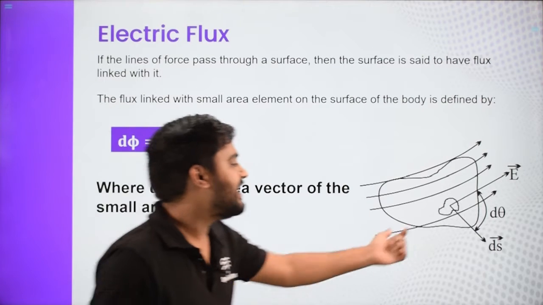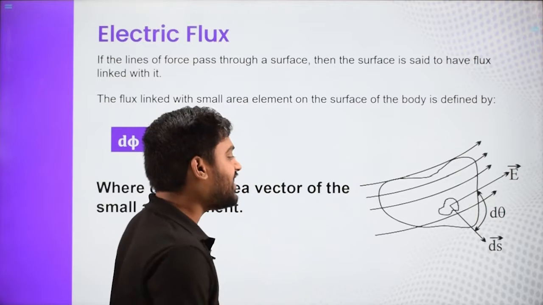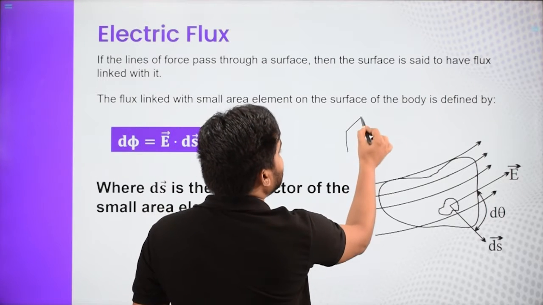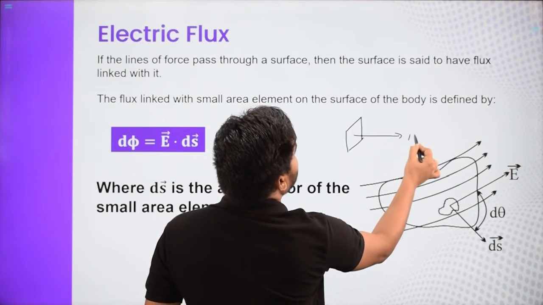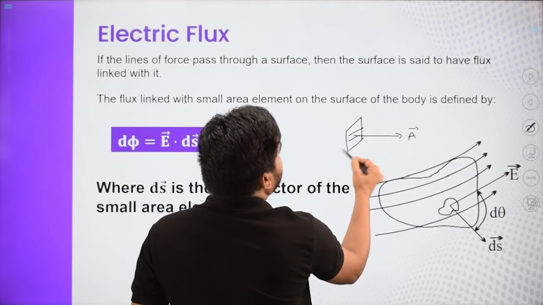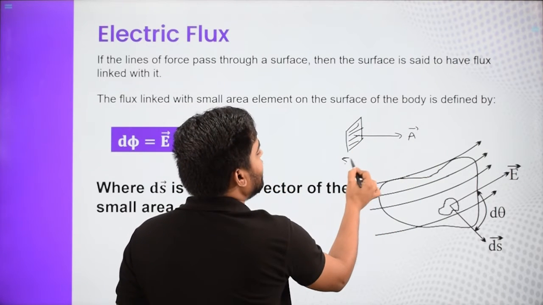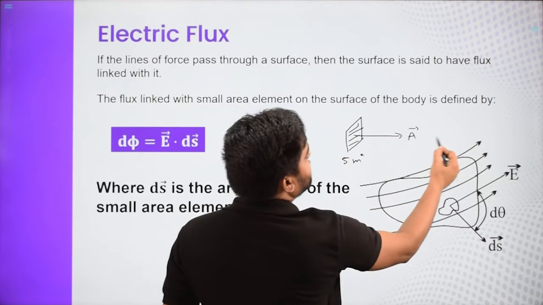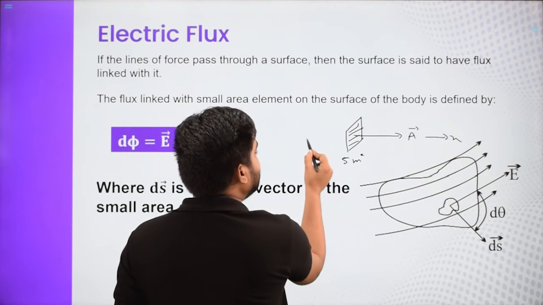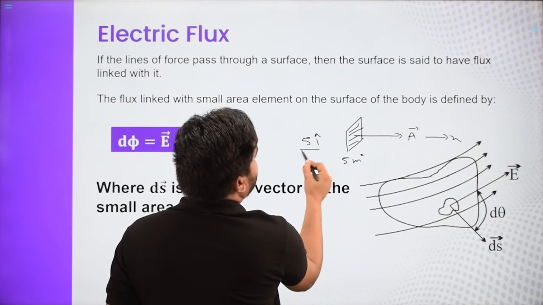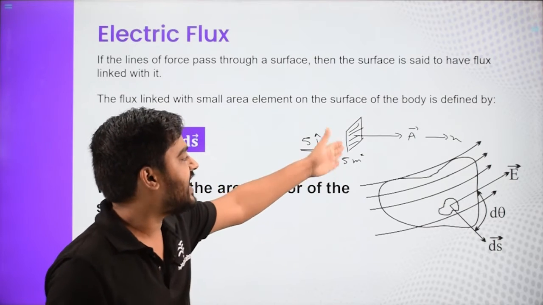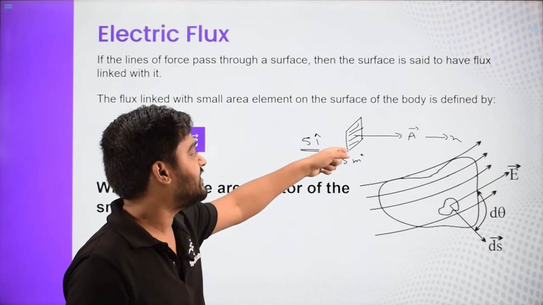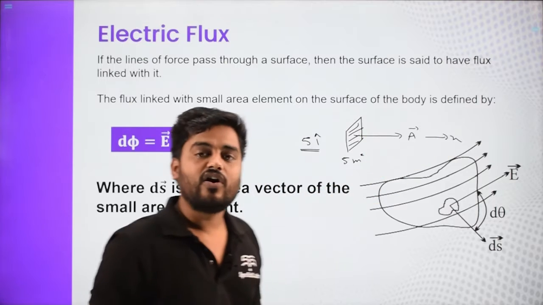So if this is the area, how is the area vector? Area vector is basically, if this is the area, then the area vector itself is always perpendicular to the area. So suppose this is a 5 meter square area and this is the direction and this is my x-axis. Then the area vector can be written as 5 I cap, because this area is lying in the yz plane. So direction is along x-axis.